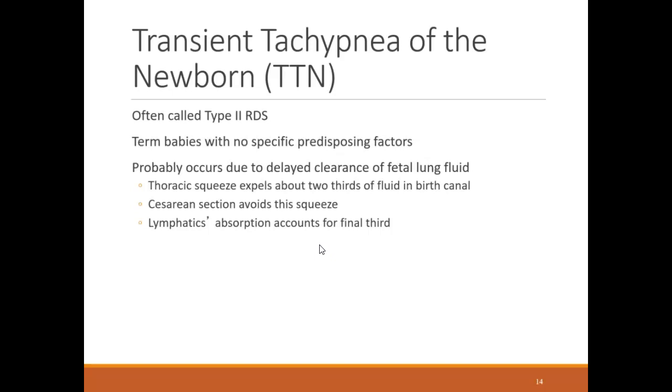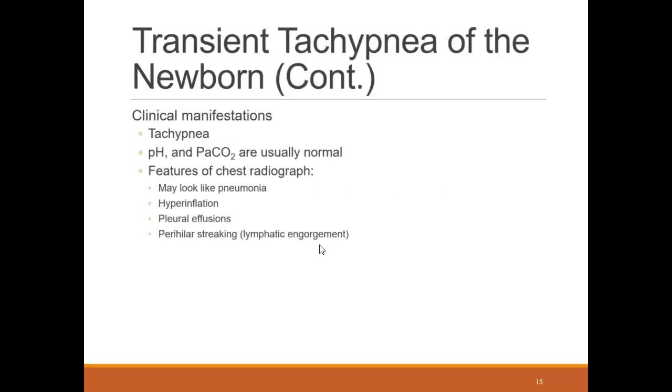The theory behind transient tachypnea of the newborn is that there's excess amniotic fluid that doesn't get expelled through the lungs during the birthing process or reabsorbed into lung tissue, and that fluid in the lungs causes tachypnea. So clinical manifestations make sense: tachypnea. These are mostly term babies, breathing a little bit faster. They usually compensate for this pretty well on their own, so their pH and their CO2 are relatively normal.